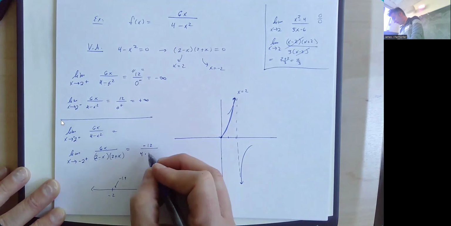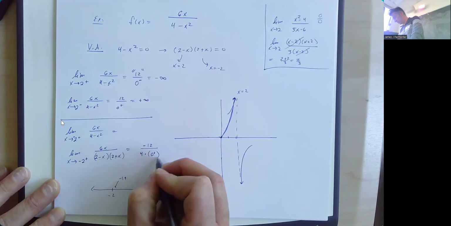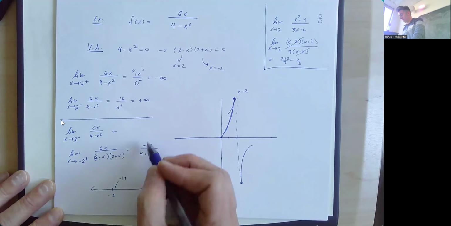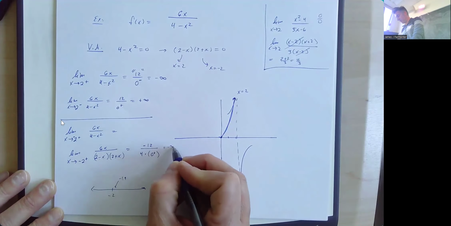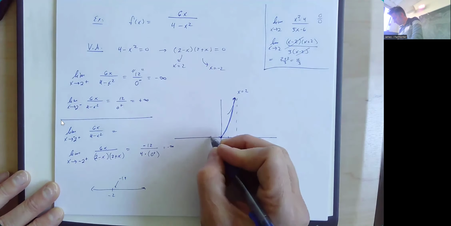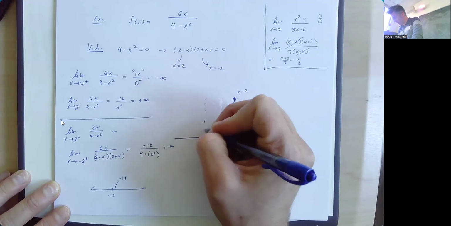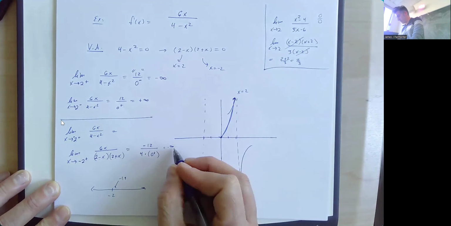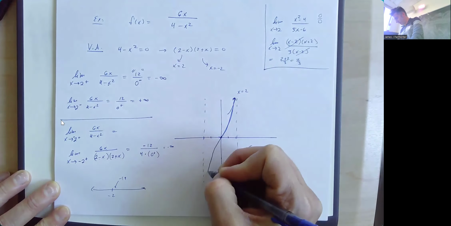So I'm going to be slightly positive here. So it's going to be a very slightly positive 0. Which means I have a negative over a positive, which is going to be a negative infinity. So on the right side of negative 2, we're going to be going down to negative infinity.